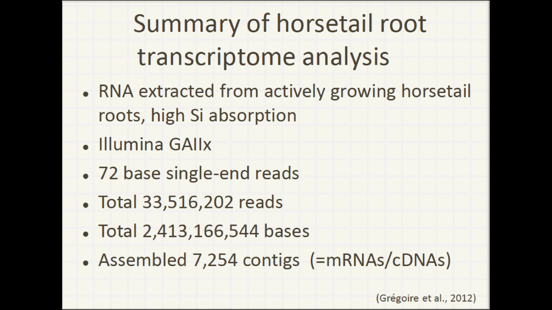We assemble what we call contigs. So in the context of an RNA analysis, what we call a contig basically corresponds to a gene, a transcript, a cDNA, an mRNA. So we're finding basically in the root of this horsetail plant about 7,000 different genes being expressed. And we then use conserved protein domains from other known silicon transporters and try to probe this collection of RNAs to find candidates for these transporters.